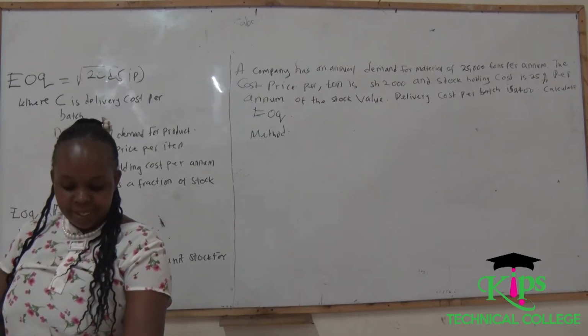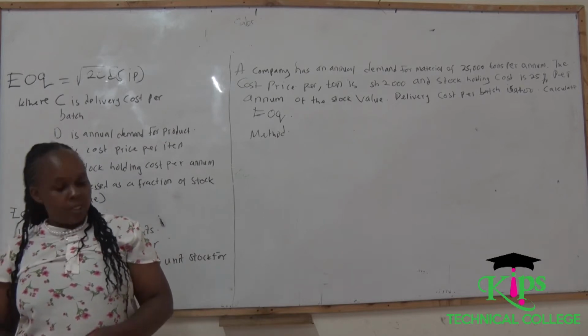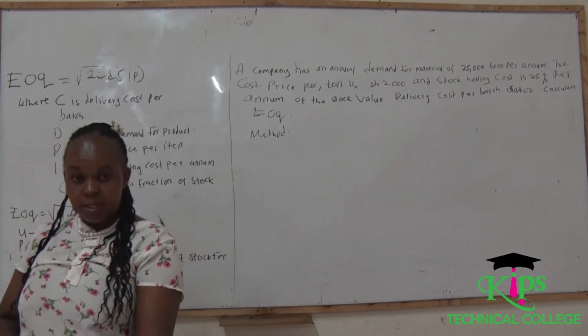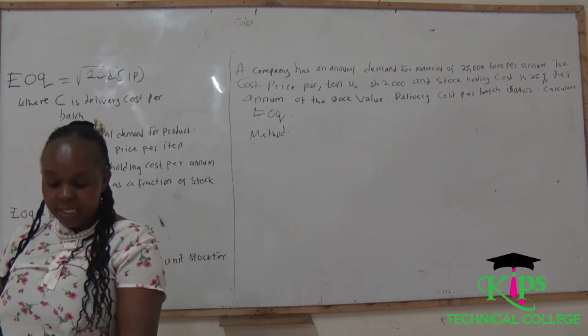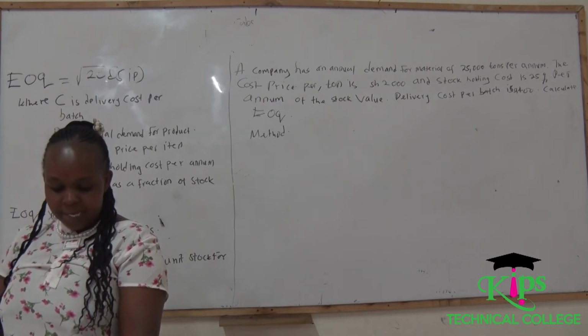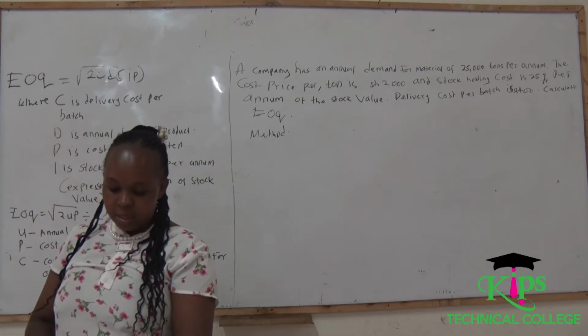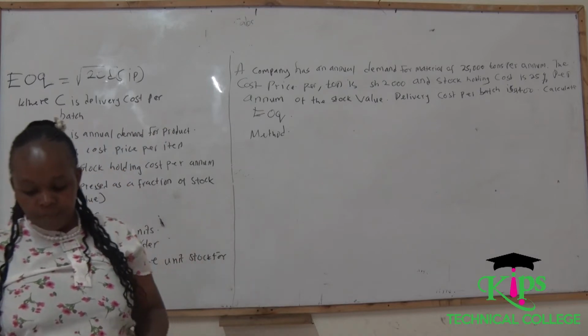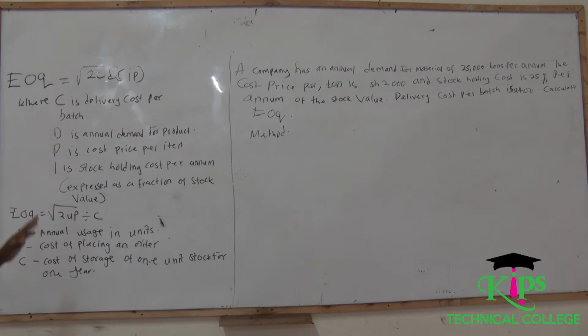Hello learners, I want us to look at the economic order quantity. Economic order quantity is the quantity at which the cost of having stock is minimum, or the procedure for balancing ordering cost and carrying cost so as to minimize total inventory cost. That's how we define economic order quantity.